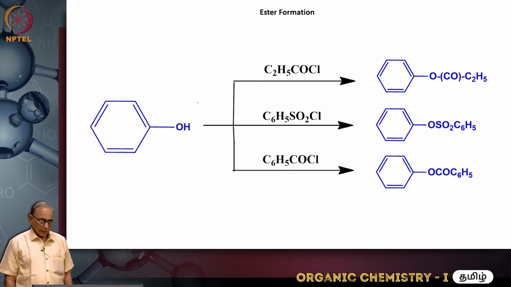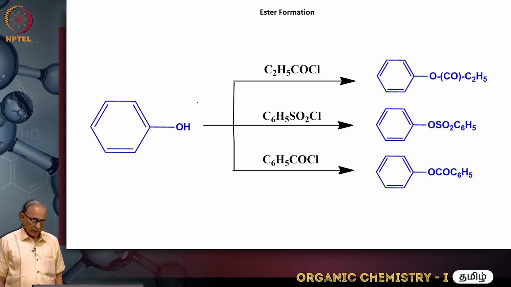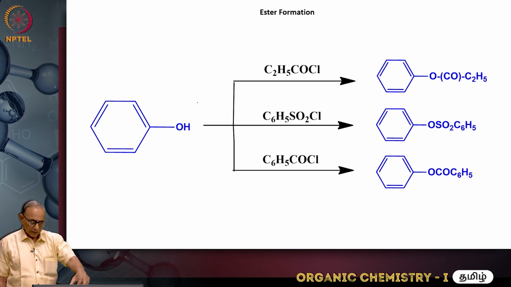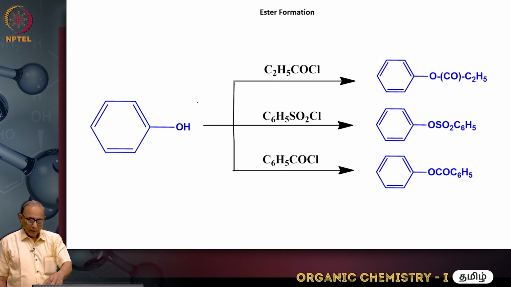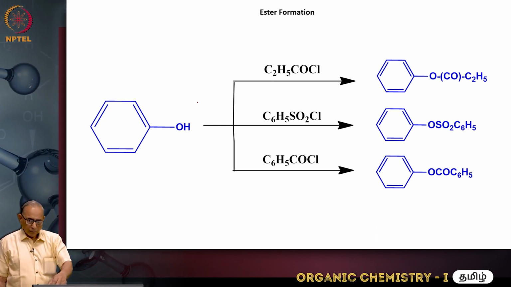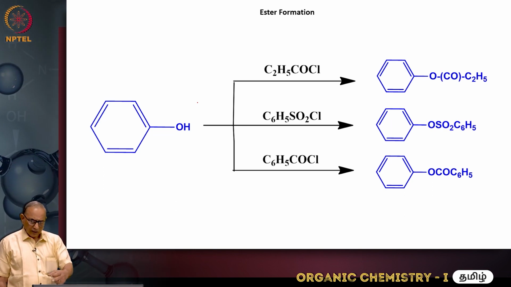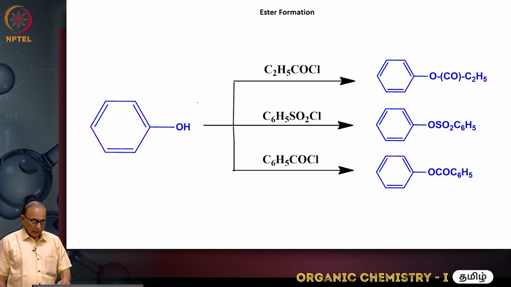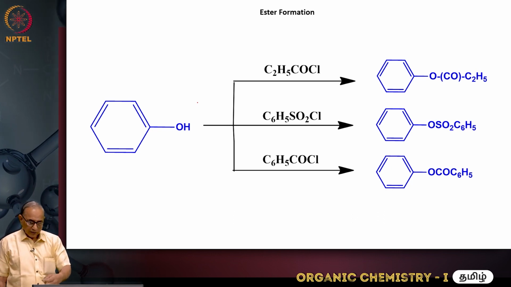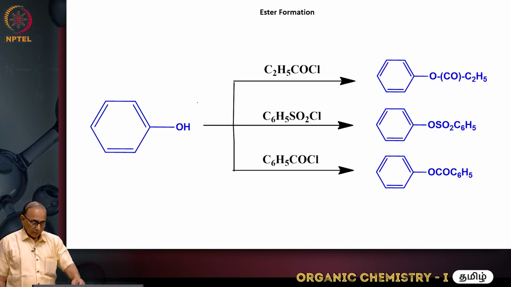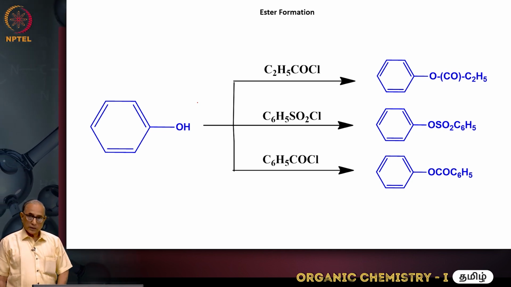If you take phenol and react it with propionyl chloride, the 3 carbon propionyl chloride, you get phenyl propionate. With sulfonyl chloride, you will get phenyl sulfonate, and with benzoyl chloride, you will get phenyl benzoate.